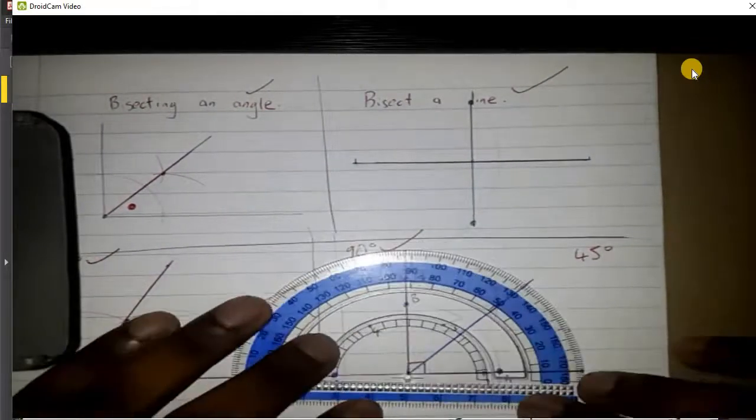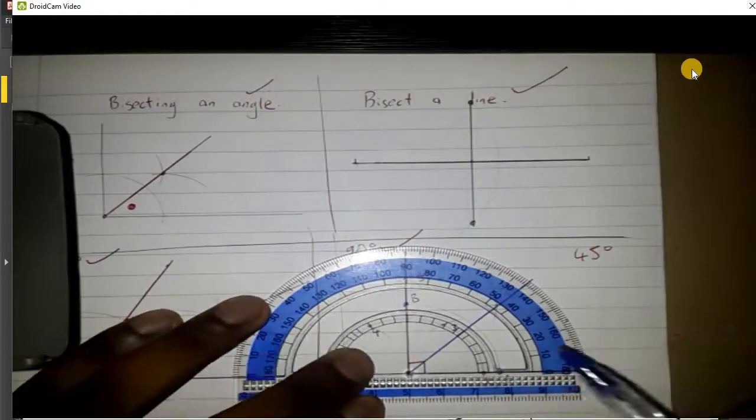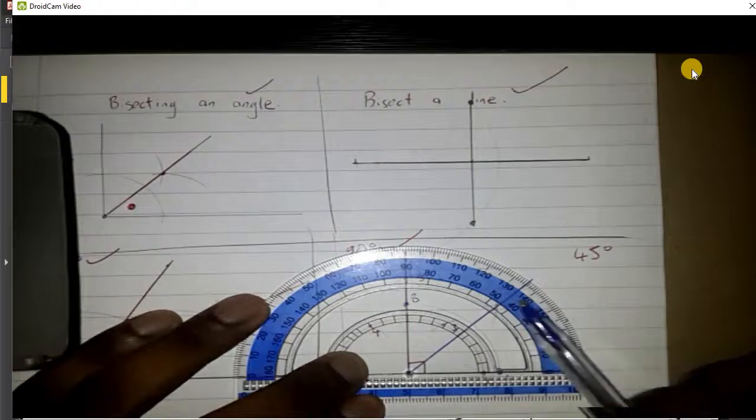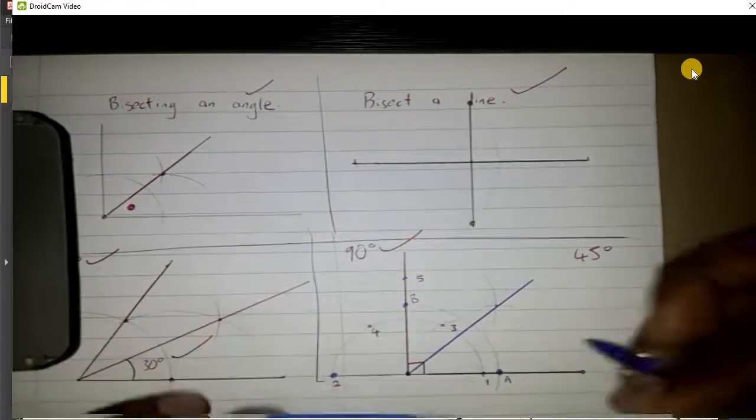Now this should be a 45 degree line. Let me set the protractor, yeah, there we go. 40, there's 50, 41, 2, 3, 4, 5, 45 degree line.